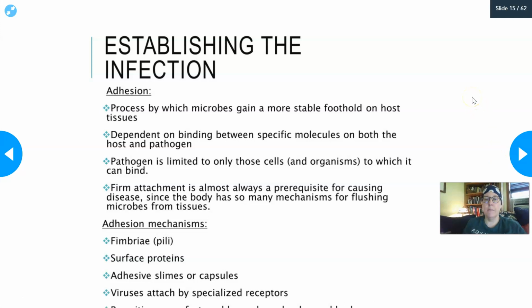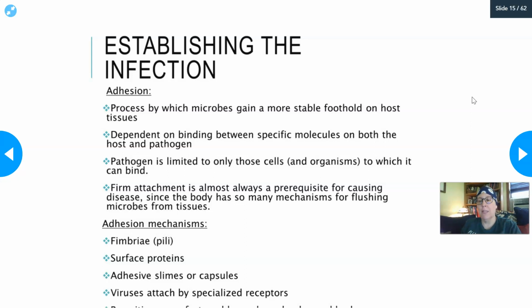Okay, so establishing the infection. If it has entered you and is going to establish an infection, there are several things that have to happen. So the first one is adhesion. It's the process by which the microbe will gain a more stable foothold on the host tissue. It could be the bacteria being able to stick to your tissues, or the virus being able to get in, with the receptors of the cell binding on the virus spikes. Okay. So it is dependent on binding between specific molecules on both the host and the pathogen. The pathogen is limited only to those cells and organisms to which it can bind.